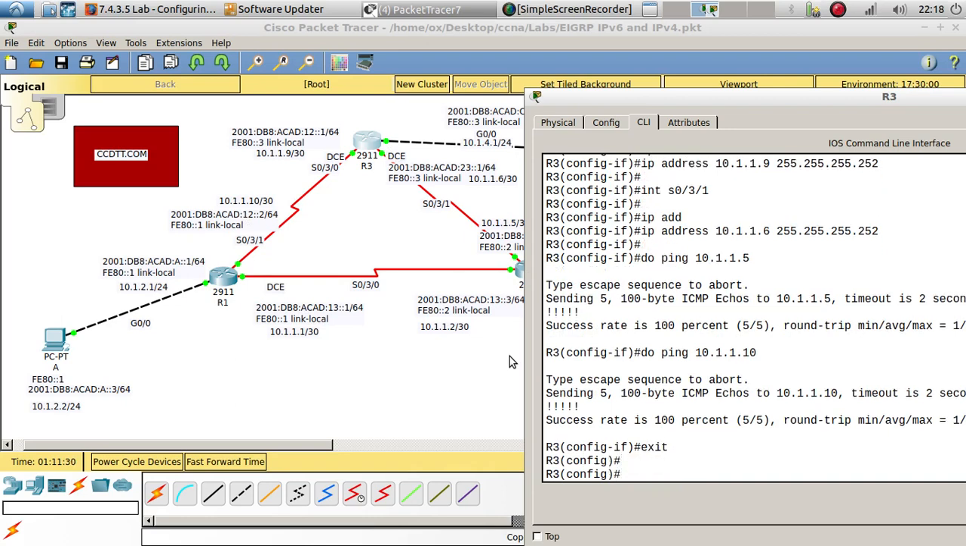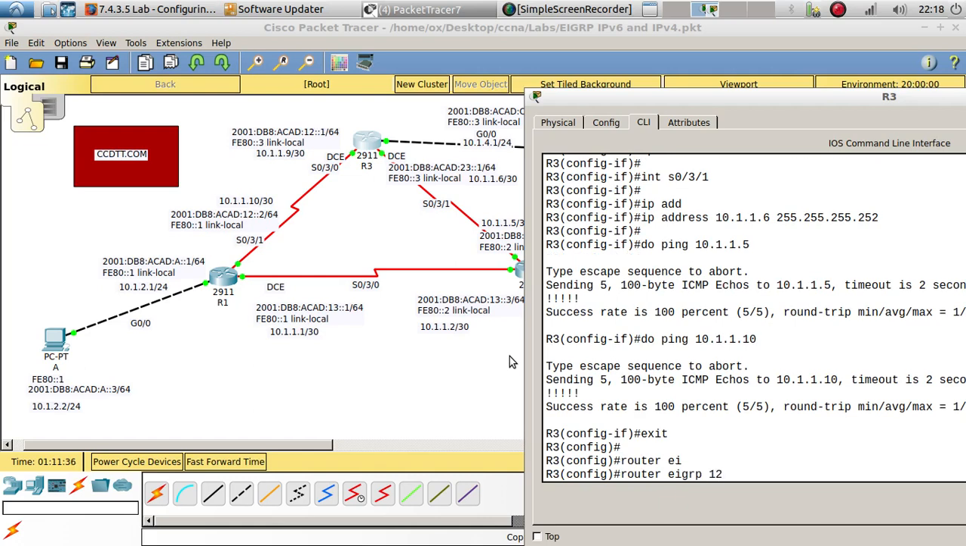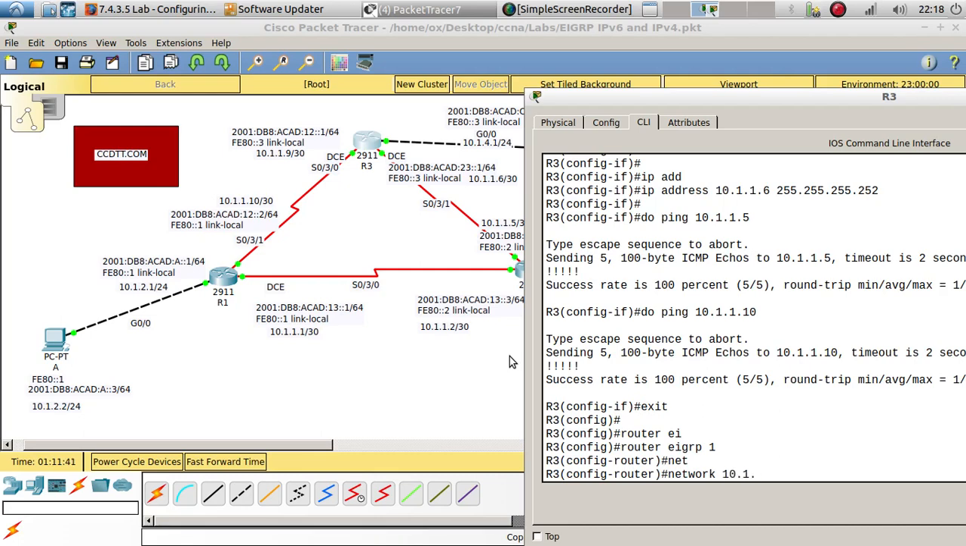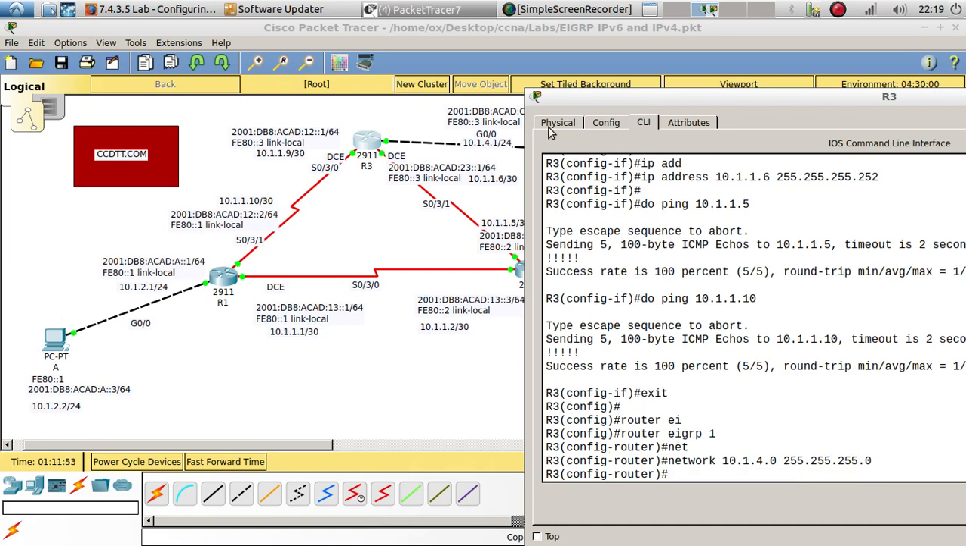Alright, so let's go ahead and exit, and let's configure that EIGRP autonomous system of 1 and let's add those networks. Let's be careful with those networks because we can't get confused. All right. So 10.1.4.0, and that's the network for the computer. And now let's add the one for router 2, which is 10.1.1.4, and the mask is going to be 252.